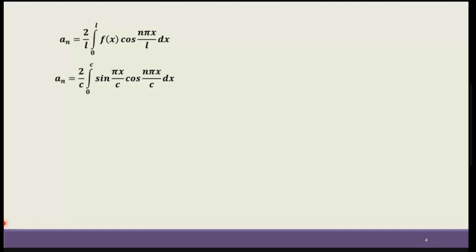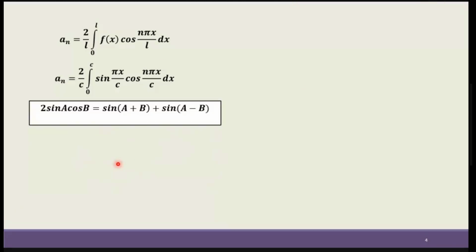Okay, so using the trigonometric formula for 2 sin A cos B. It comes from the expansion of sin of A plus B and sin of A minus B. When we add, we will get 2 sin A cos B, and when we subtract, we will get 2 cos A sin B. We need 2 sin A cos B, so using the formula, 2 sin A cos B is sin(A+B) plus sin(A-B). A is pi x by C and B is n pi x by C.